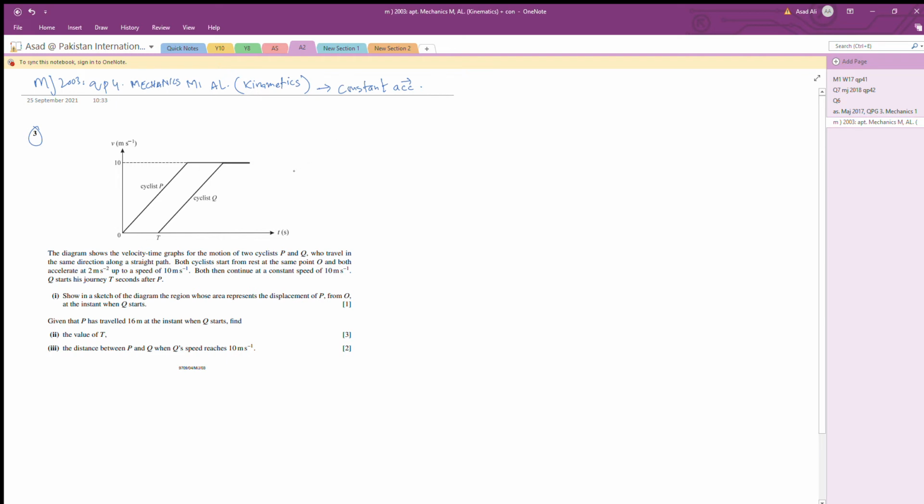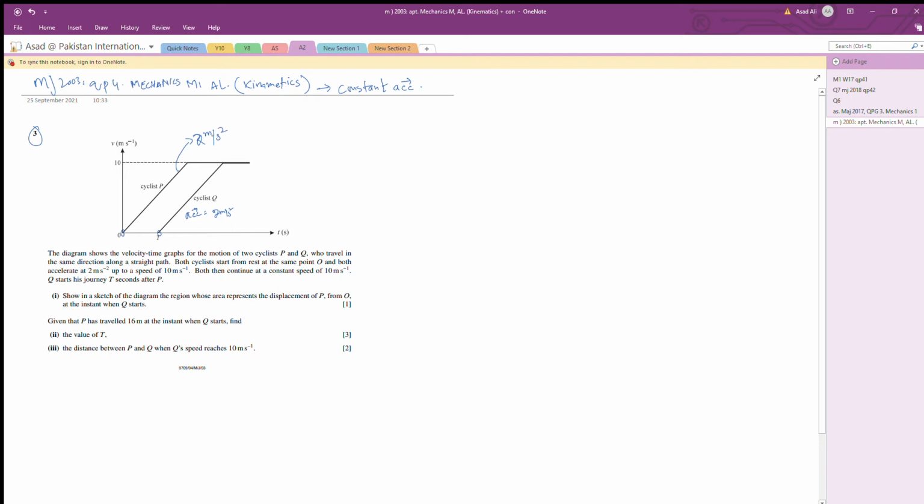So, for the motion of two cyclists P and Q who travel in the same direction along a straight path, both cyclists start from rest. One is starting from here, the other one is starting from here, at the same point O, and both accelerate at 2 meters per second square. The acceleration for this cyclist is 2 meters per second square, and for this one also 2 meters per second square.